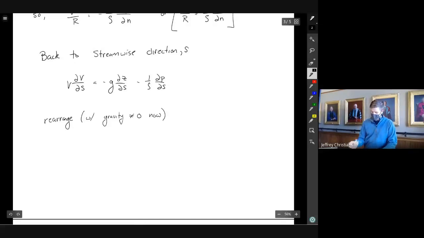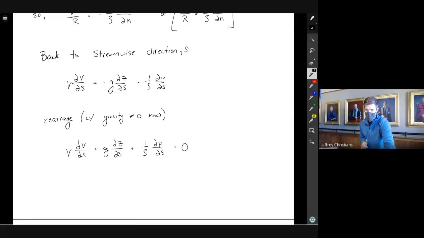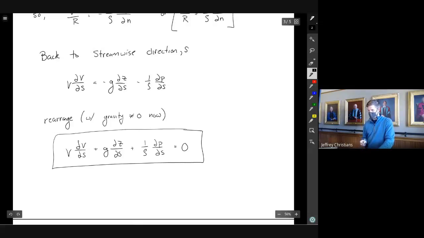So with gravity not equal to 0 now, we can rearrange this to V dV/ds plus g dz ds plus 1 over rho dP ds equals 0. And this gives us a really cool equation. We'll unpack it next time because I want to give you a chance to think about some of these things.